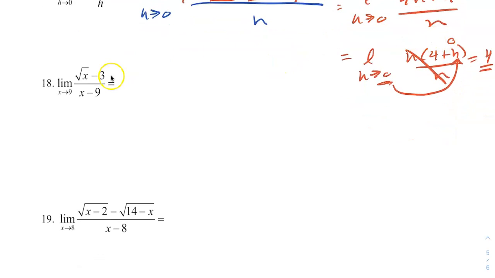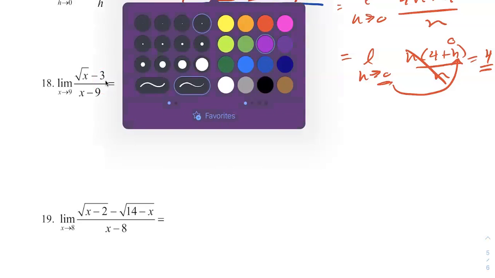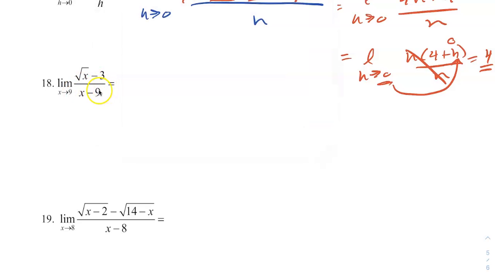Next one. Right, so plug in 9, I get 0 over 0. So it's not going to work. So remember, two ways to do this. You could either factor the bottom, if you're good at it, or you can multiply by the conjugate. I'll do the conjugate because I think that's what most people are comfortable with. So multiply both top and bottom by the conjugate of the top, the one that has a radical.